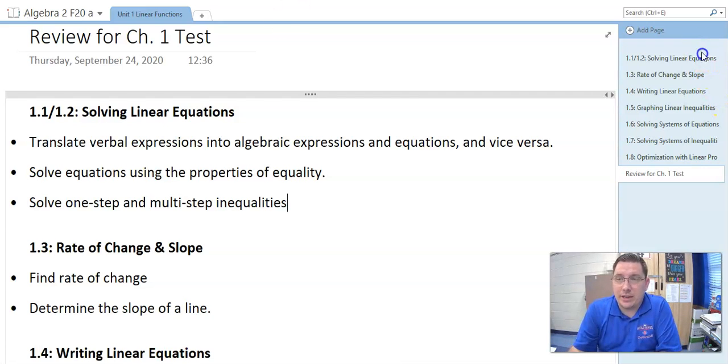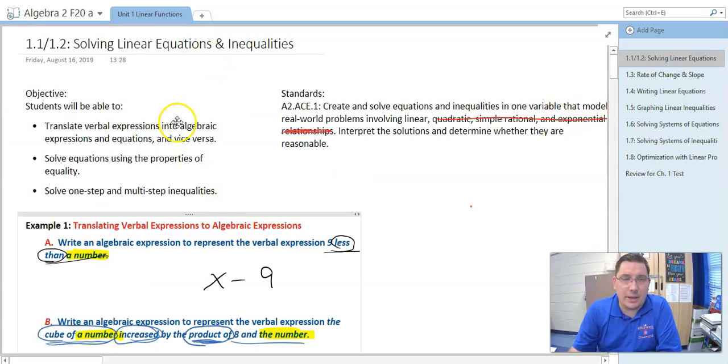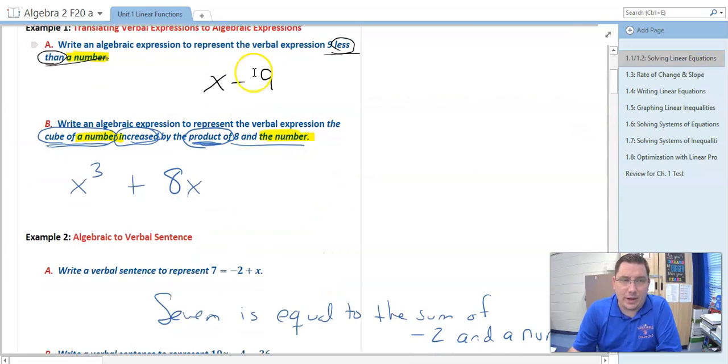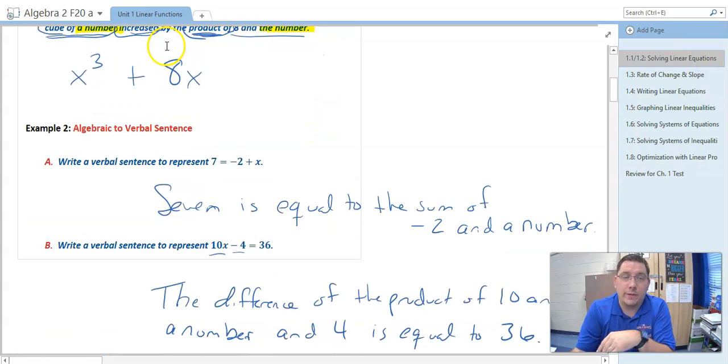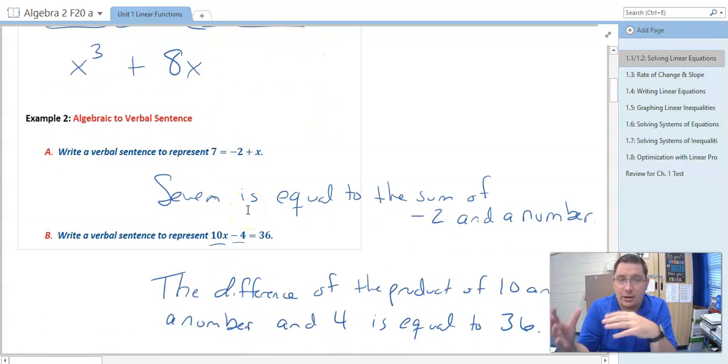When we look at that section, remember we talked about translating, right? How can I take a statement with word phrases like "less than," "increased by," "product," or "quotient," all those terms that we talked about in section 1, and go from a verbal expression to algebraic or vice versa? How do I take an algebraic statement like 7 equals negative 2 plus x and write it out as a verbal statement?